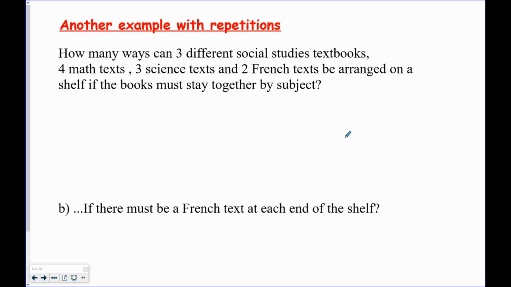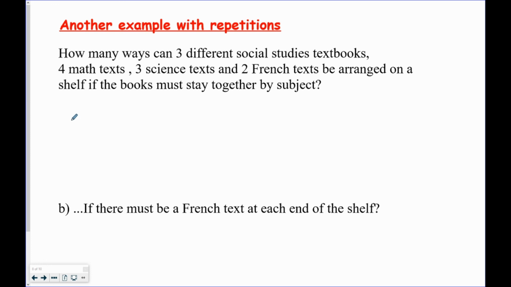It's crazy. Okay. So, how many ways can 3 different social studies textbooks, 4 math textbooks, 3 science texts, and 2 French texts be arranged on a shelf if the books must stay together by subject? Wow, that is boring. Someone's a nerd.